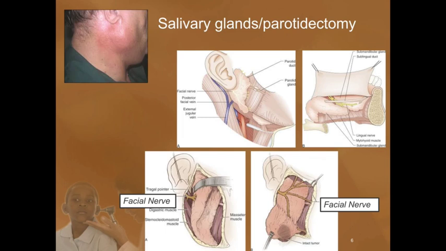A parotidectomy is the removal of the parotid gland. Most pathological disturbances occur in the superficial parotid lobe. If the deep lobe is involved, there's usually a malignancy. However, most tumors of the parotid are benign.